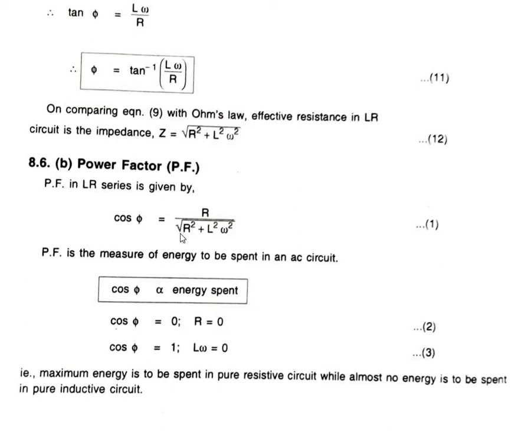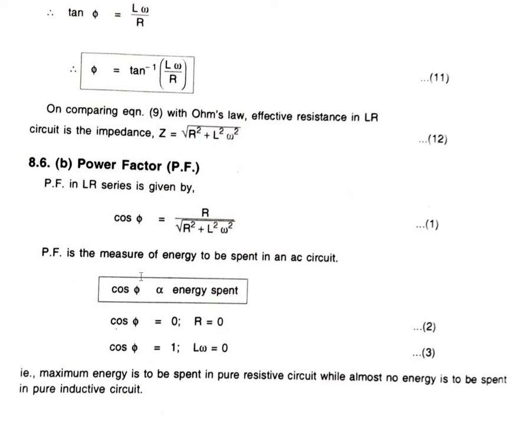because this is the resultant or effective resistance offered by the circuit. So actually power factor is nothing but the true power divided by the apparent power. Let us discuss the power factor later.